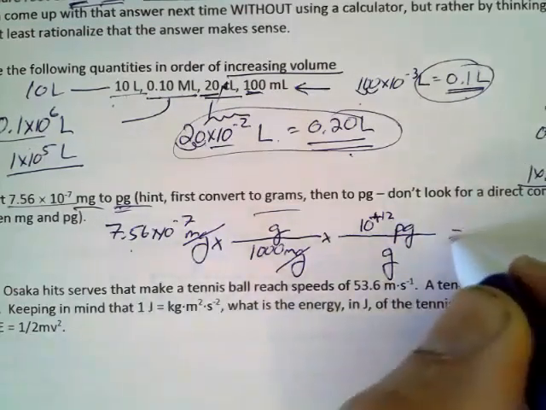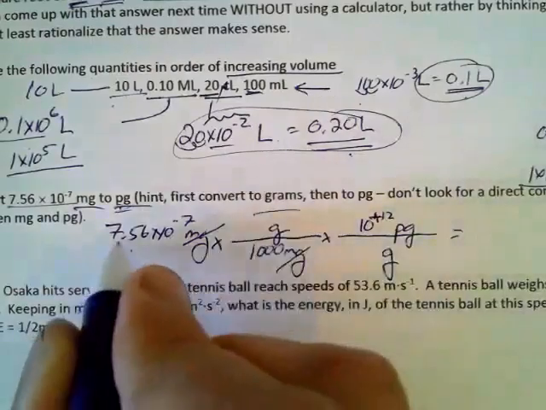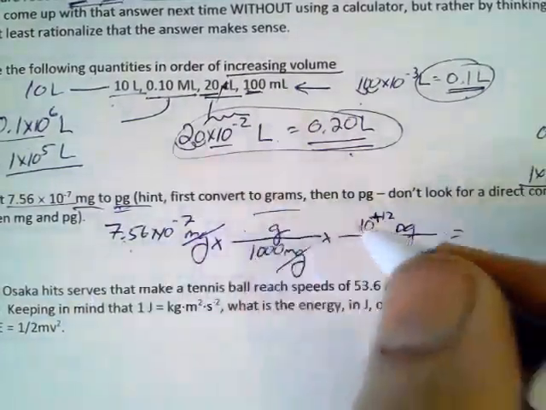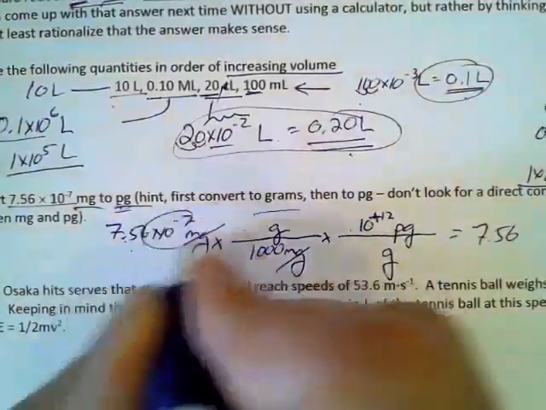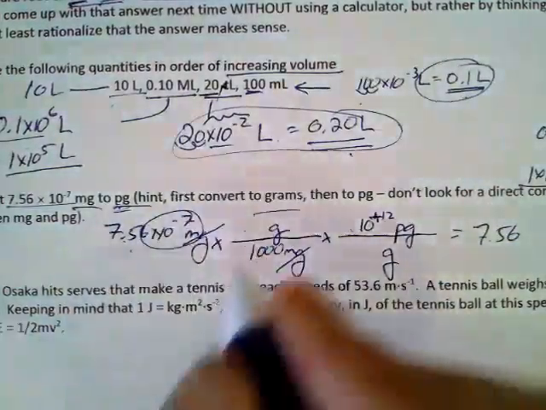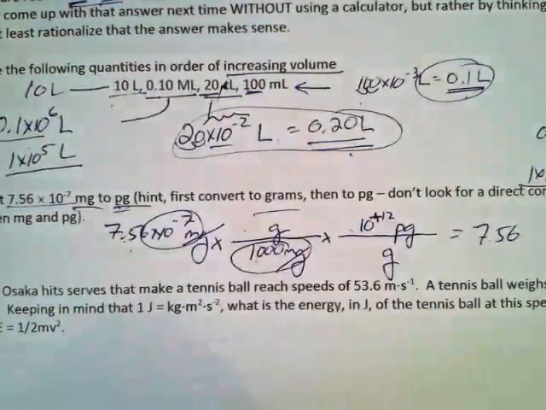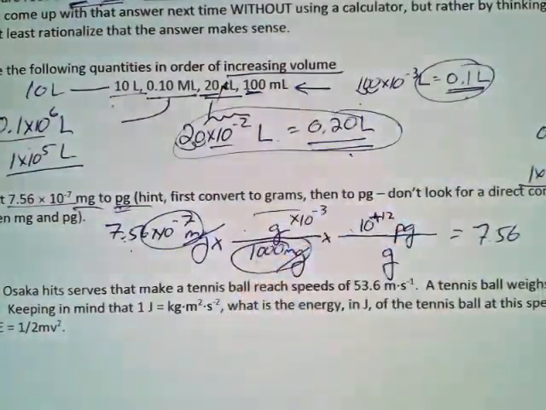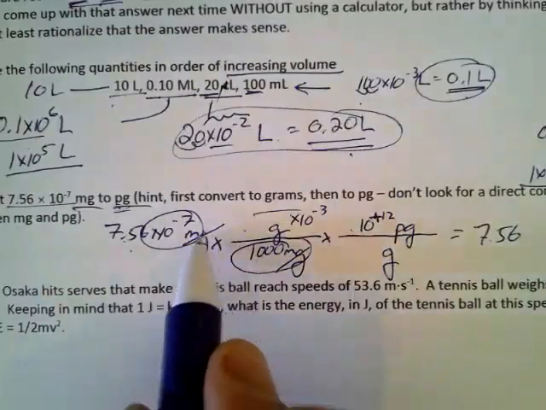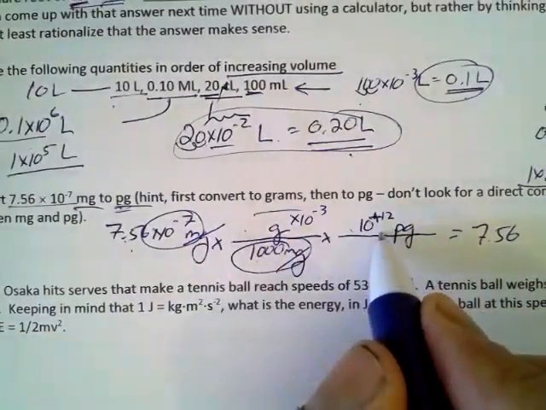So now if we work with scientific notation, we'd have 7.56. We have a 1 and a 1 and a 1. So we still have 7.56. We essentially have 10 to the minus 7 divided by another 1,000, or we can think of this as times 10 to the minus 3, times 10 to the positive 12.